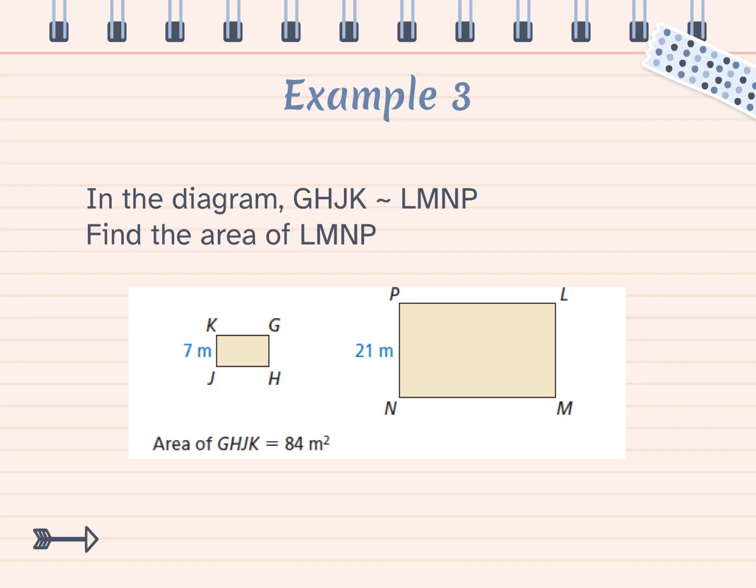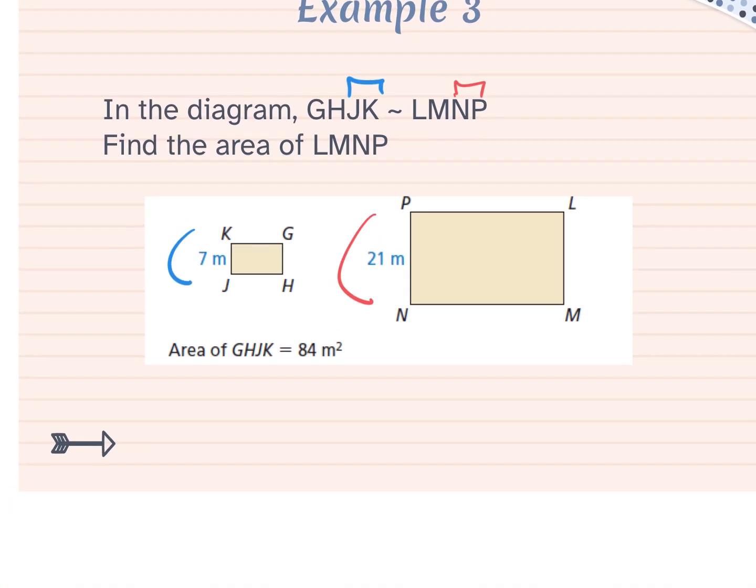Okay, so in the diagram, they're telling us that the smaller quadrilateral, GHJK, is similar to the larger quadrilateral, LMNP, and they gave us two of the corresponding sides. So they gave us a side from the smaller one, the KJ, or the JK, which is the last two letters, and it's going to be corresponding to the NP, this one here. So these are my corresponding side lengths.